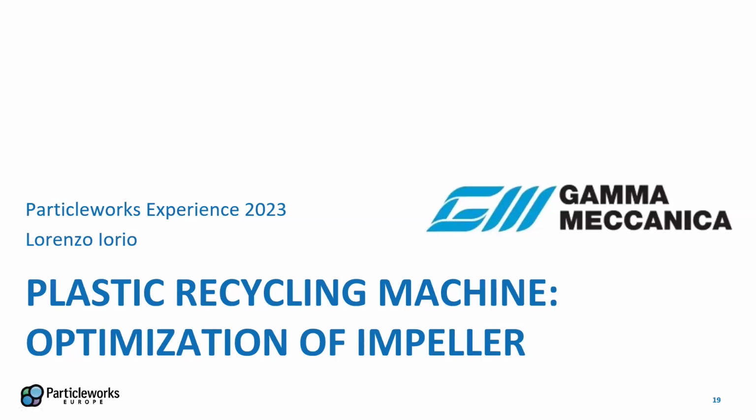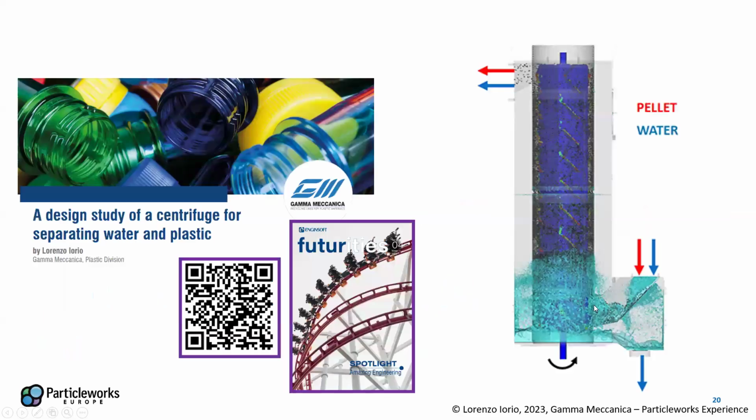Discussing an industrial example of this type of solver, fluid and powders, I think it's worth mentioning Lorenzo Iorio's presentation from Gamma Meccanica. We had Lorenzo at our conference in 2023, and he discussed plastic recycling machines. So basically, in this kind of system, we have an injection of powders, that is plastic pellets, and water on the right side. Water needs to be discharged at the bottom, while the pellet needs to be separated by the rotor.